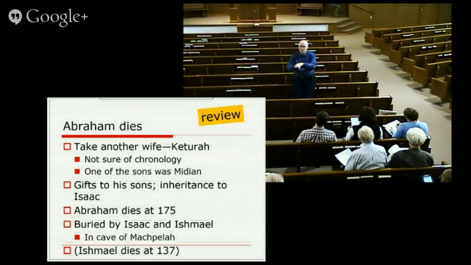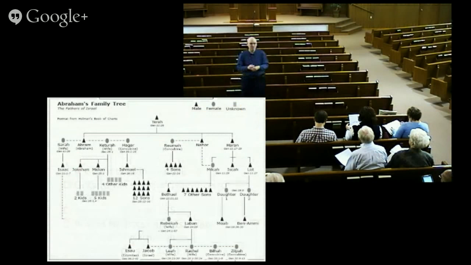Isaac is the blessed son, and so that would go to him. Abraham dies at age 175. And Isaac and Ishmael come together then to bury him in the cave of Machpelah. And noted there also Ishmael died at age 137. So that kind of catches us up with where we are ready for tonight.